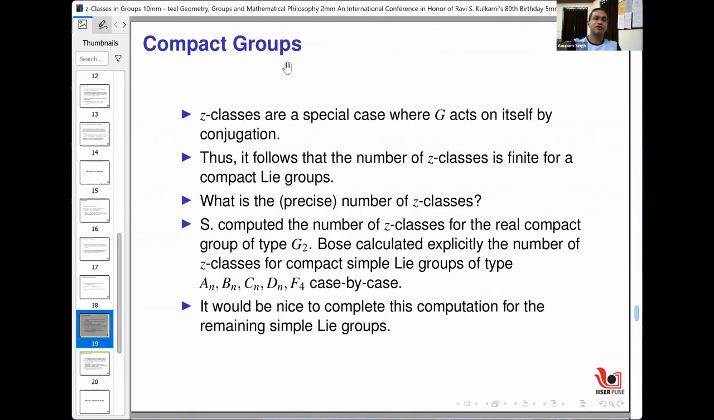If I look at a compact group acting on itself, that will give rise to G-classes inside the compact group. One can ask the question again, what can we say? Can we count the number, and can we classify exactly which are the G-classes and so on? G-classes are a special case when G acts on itself by conjugation. Thus it follows that the number of G-classes is finite for a compact Lie group. And the question is to precisely tell the number of G-classes.